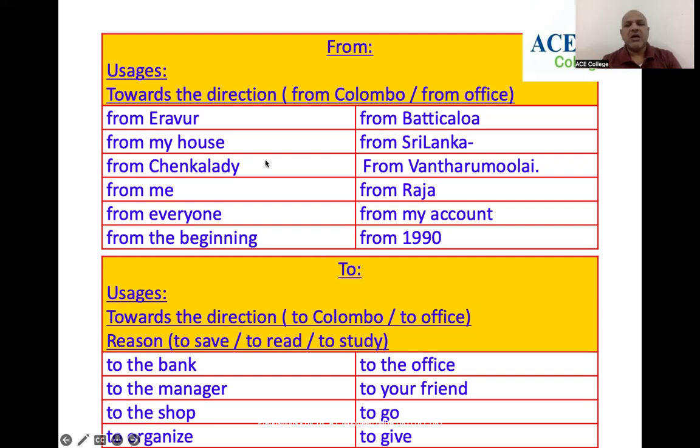For example, if you are saying from Kandy to Colombo, you can say the distance, the locations, and then you can point out the time, from 4 p.m. to 10 p.m. So the time durations, okay, from 1999 to 2009. So you can give the time frame between the gap. So you are going to tell about from, to. That is the general understanding you have to have about from, to, okay.